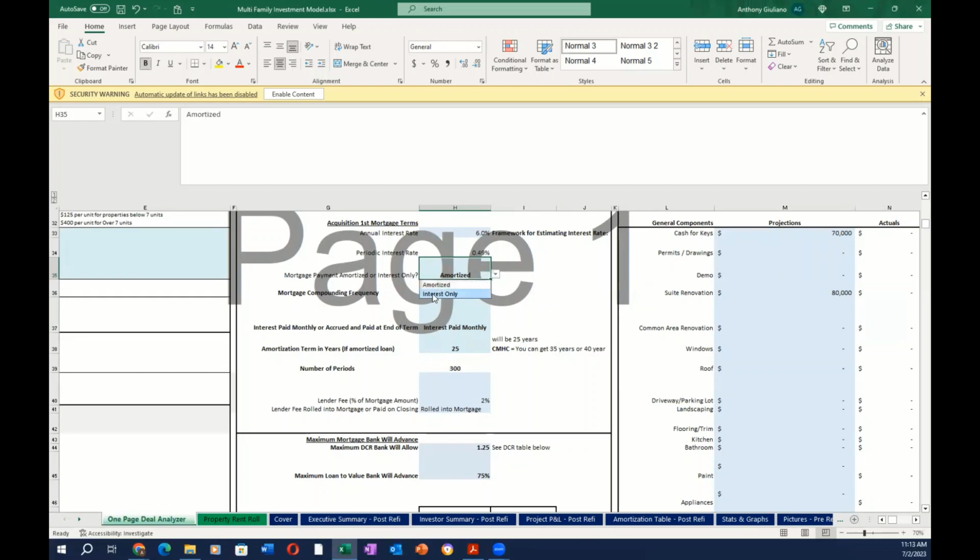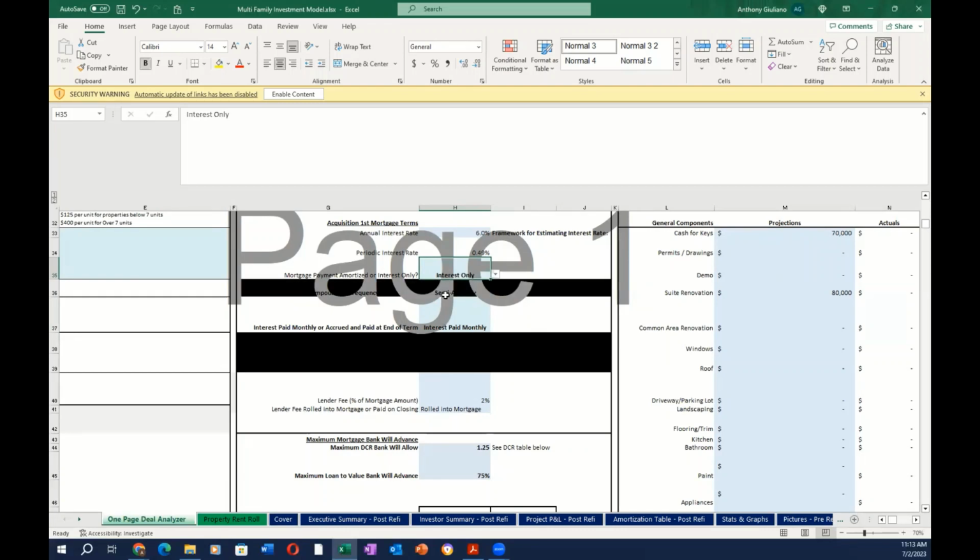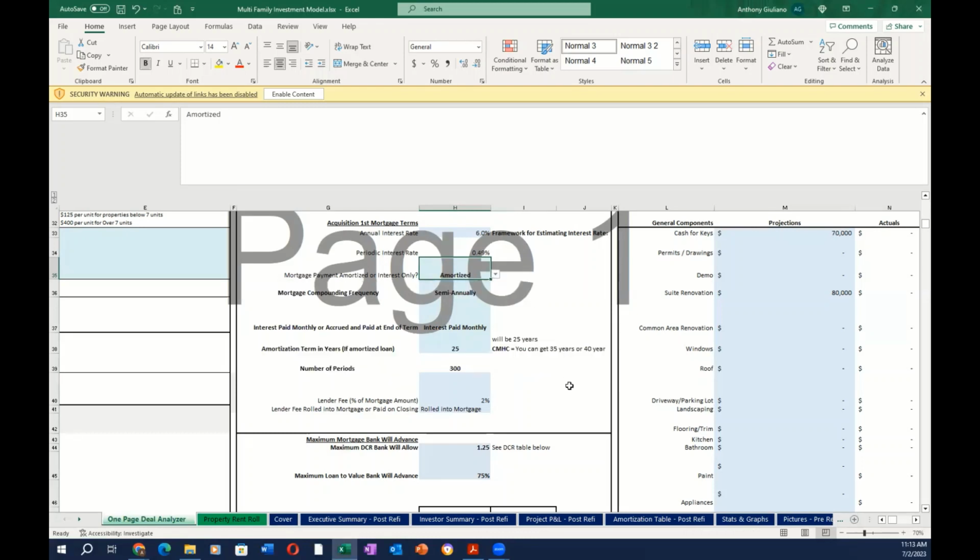So, it'll automatically be blacked out if you select interest only, because you don't have to enter those terms. But I'm just going to assume we're going with more of a traditional amortized loan, 25-year amortization. I'm going to assume a 2% lender fee. And then there's a section here saying lender fee rolled into mortgage or paid on closing.